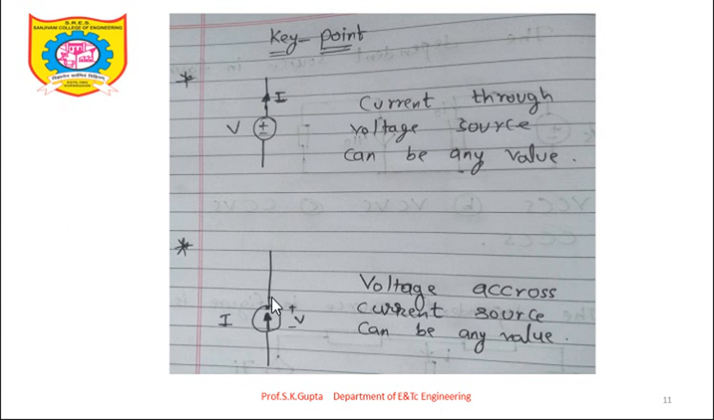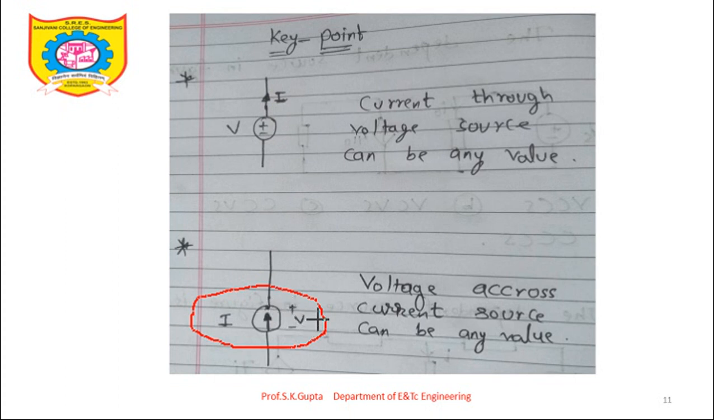Okay. Now next key point. Suppose I have one current source. Now the voltage across this current source can be any value. So across this current source, I can have any value of voltage. That voltage can be 0.1 volt, 0.2 volt, 1 volt, 2 volt, 5 volt. It is completely dependent on the other circuit elements. So first key point, the current through a voltage source can be any value. Second, the voltage across a current source can be any value.